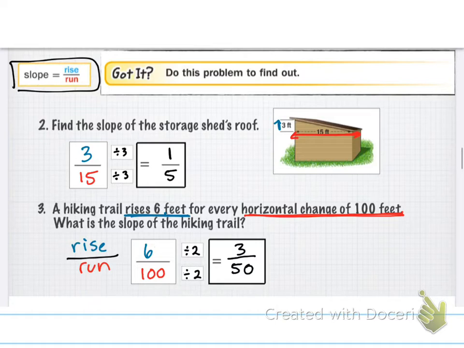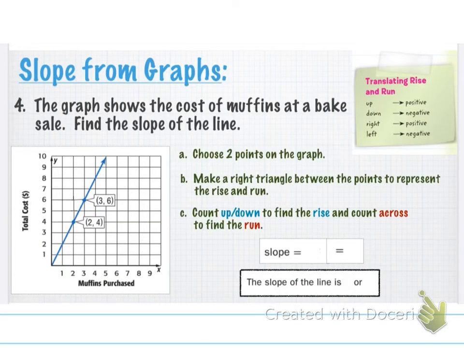Okay. Let's talk about graphs and slopes in graphs. To find the slope of a graph, we're still going to use rise over run, but we're also going to use this right here, the translating of rise and run. When we go up, it's going to be a positive number. When we go down, it's going to be a negative number. If we go right, it's going to be a positive number, and if we go left, it's going to be a negative number. So let's see what that looks like.